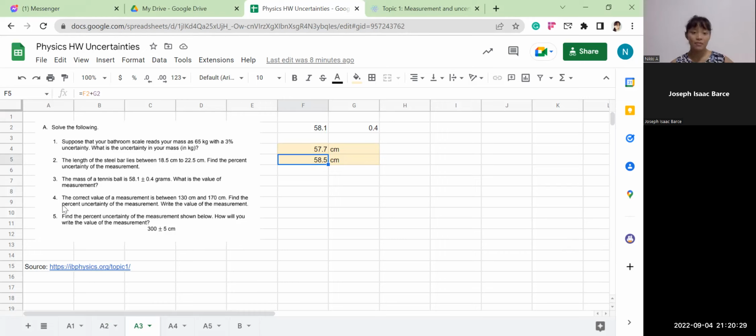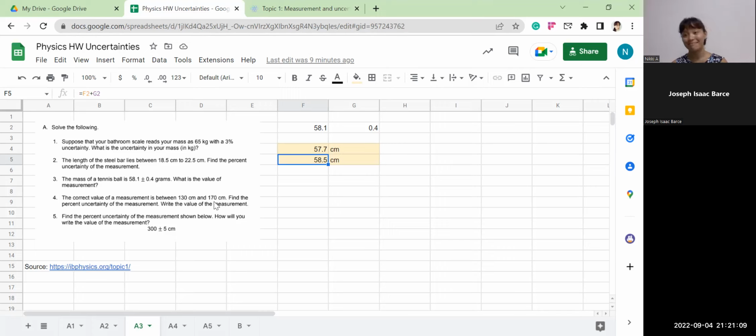Can you please read number 4? The correct value of a measurement is between 130 cm and 170 cm. Find the percent uncertainty of the measurement. Write the value of the measurement. So, number four. What is given? 130 cm and 170 cm. What are these values? They are not the value of measurement, they are the highest and lowest. Very good. What are we looking for in number four? Percent uncertainty.